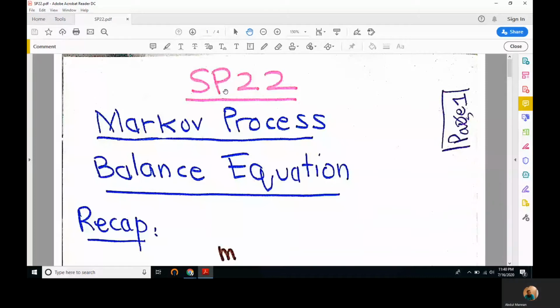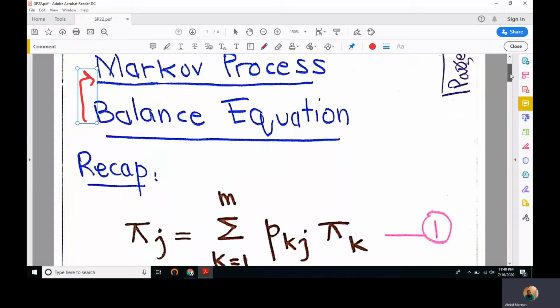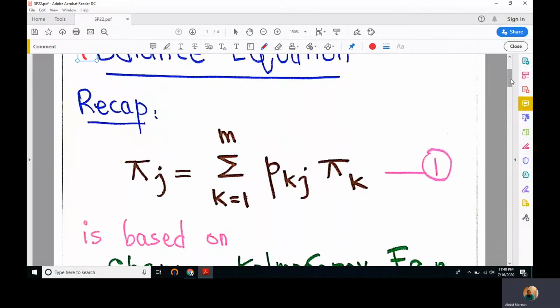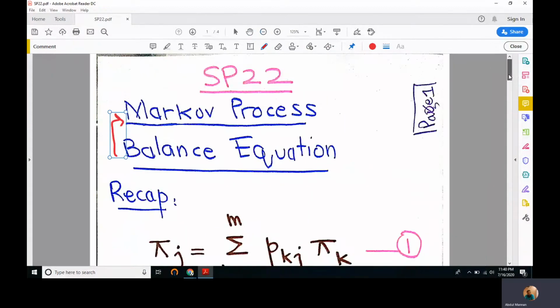Second lecture. We are studying stochastic processes, and in this lecture we will study balance equation under Markov process. What is balance equation in a Markov chain? Before we study balance equation, let's have our recap of what we have been studying in past few lectures.